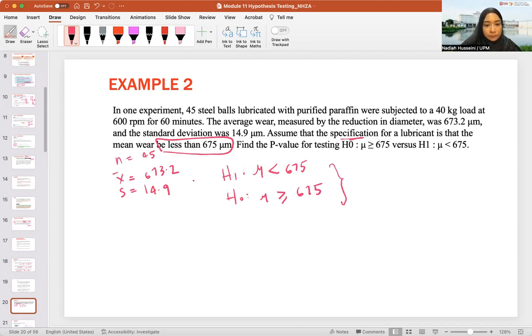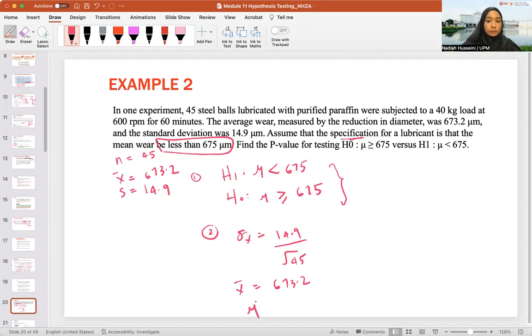Next step is to find the parameters for our z-score. We have our n, which means that we can calculate the standard deviation of the sample mean, S over square root of n, which is 14.9 over square root of 45. Our sample mean is 673.2, and the mu that we assume based on our hypothesis is 675. This is our step number 2.